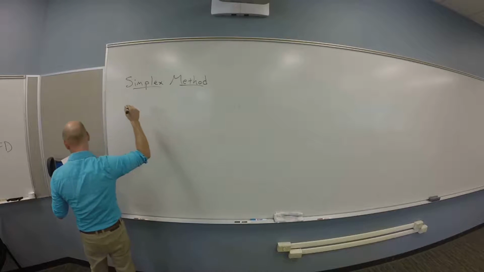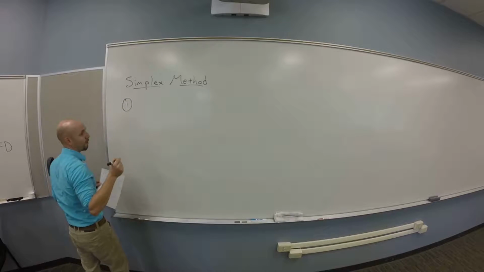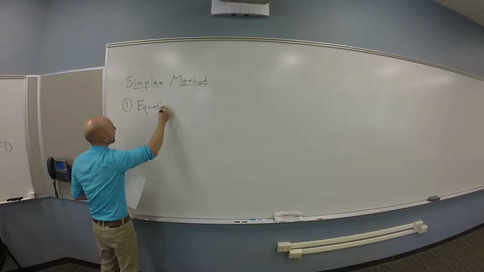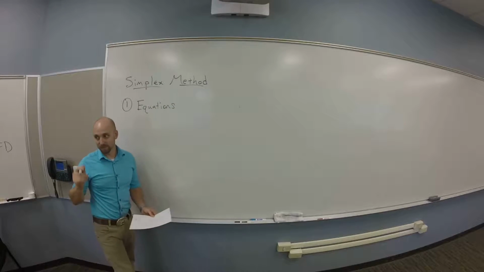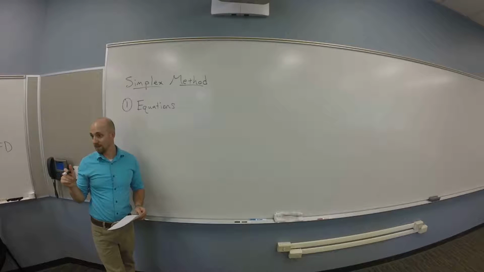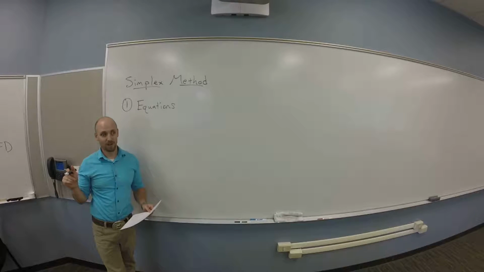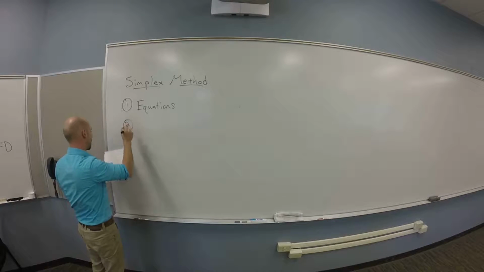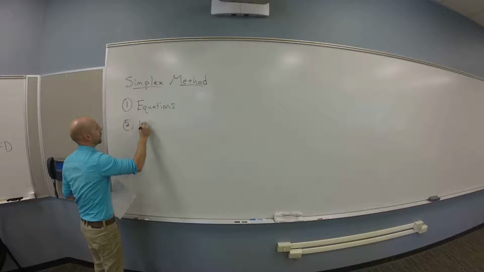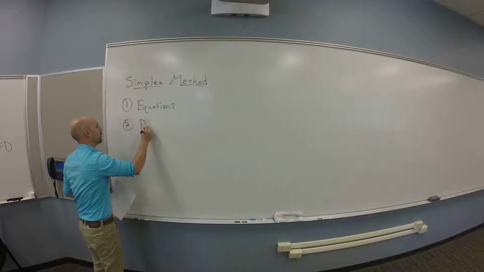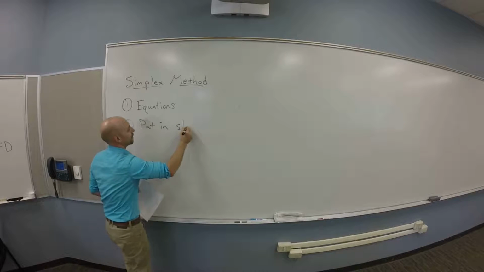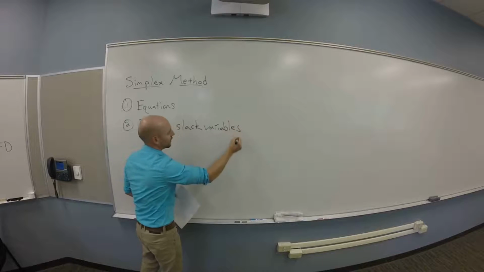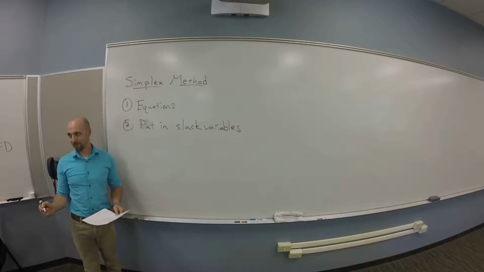So the steps for this are: 1, make equations. This is not different. Okay? Make the same equations you did last time. Step 2, put in slack variables. This doesn't mean anything right now. Just trust me, you should do this.